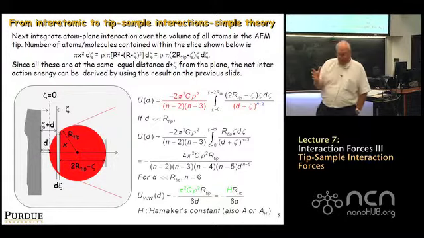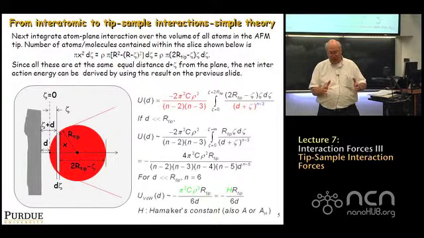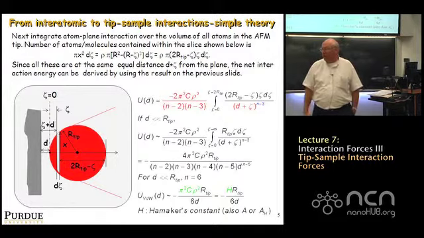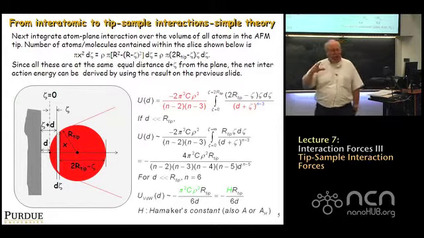The first example was the simplest example you can think of: just one molecule outside of a flat substrate. The next more relevant calculation is to model an AFM tip as a sphere, and suspend that sphere a small distance d above a flat substrate. Let's use this same interaction potential, minus C over R to the N, to calculate the net interaction between that sphere and the substrate.